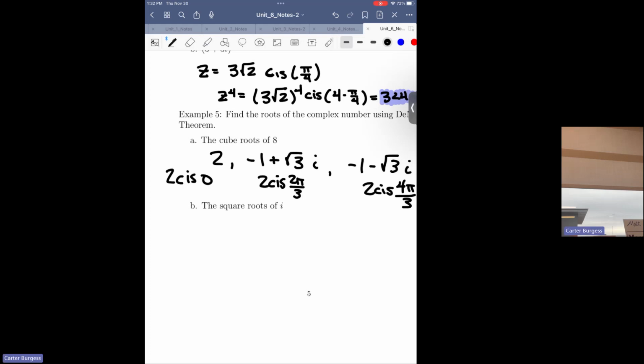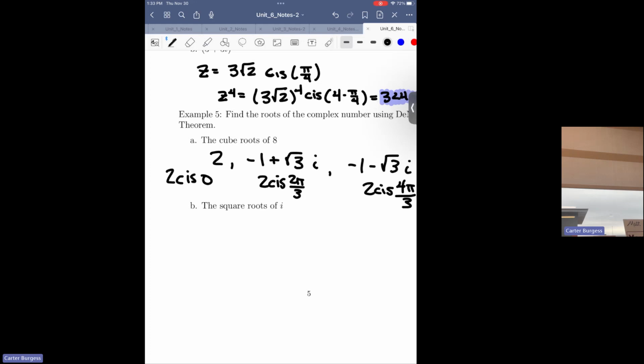So i squared is negative... No, i squared is -1. But we're not looking for i squared. We're looking for the square root of i. So you're going to need to use the polar form. So thinking, how can I rewrite i in terms of r and theta?